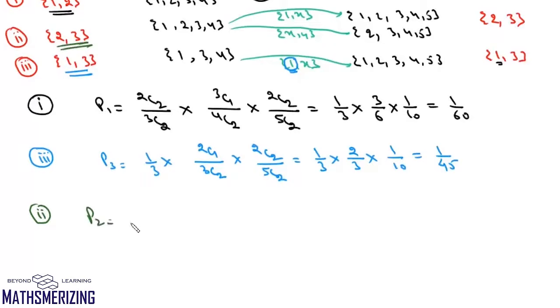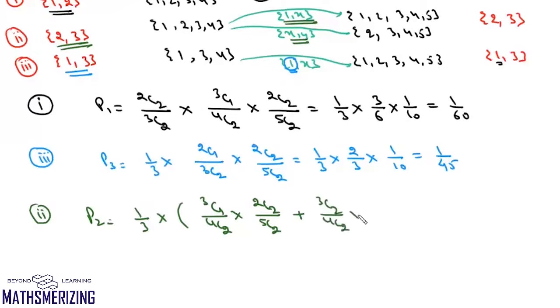Now we'll come to this second case when we have this 2, 3. So this is P2 and it'll be this 1 by 3 into, now we have 2 cases. Case 1, if 1 is included, there'll be 3C1 upon 4C2 into, now from this we need to select 2, 3. So it'll be 2C2 upon 5C2 plus, and if 1 is not included, then it'll be any 3C2 upon 4C2 into 2C2 upon 4C2.